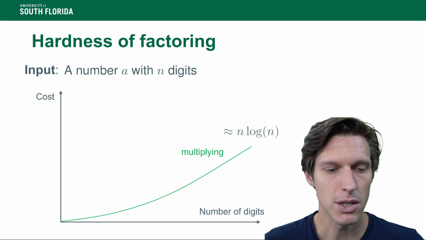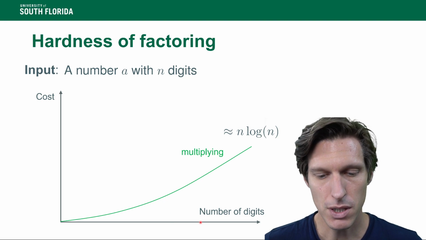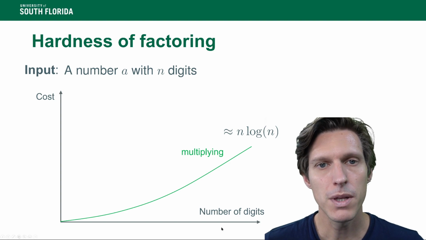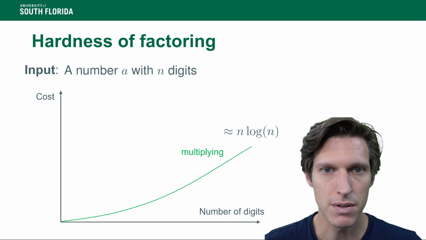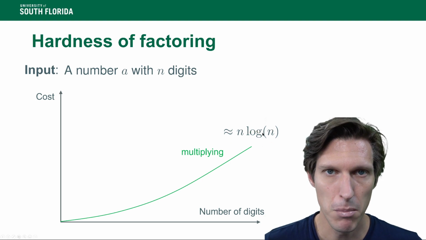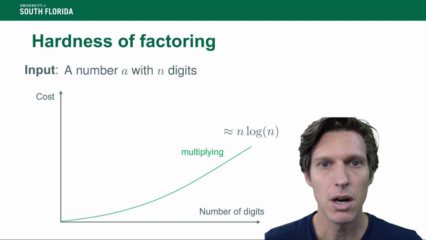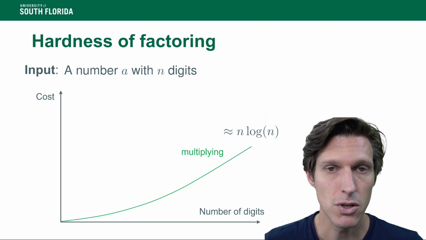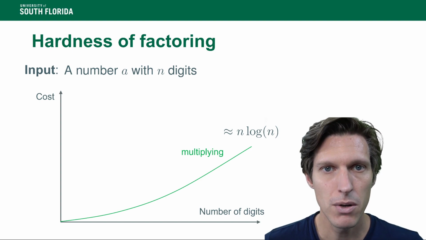One is the cost of multiplying two numbers with respect to the number of digits of these inputs. What we know is that we know very efficient multiplication algorithms, ones where the cost is almost linear in the number of digits of the input numbers. So going from P and Q to the product of P and Q is, quote unquote, easy.